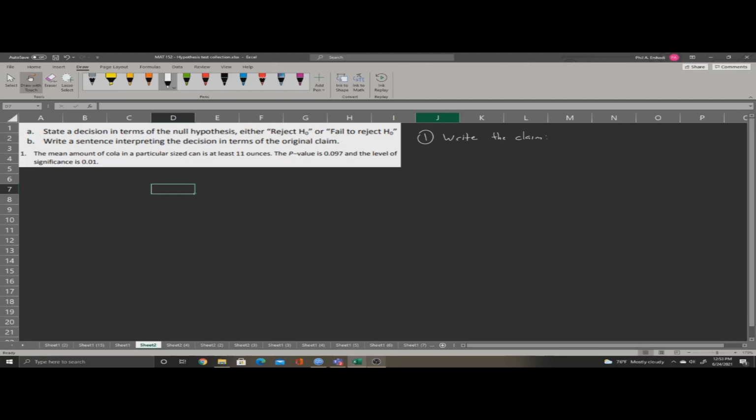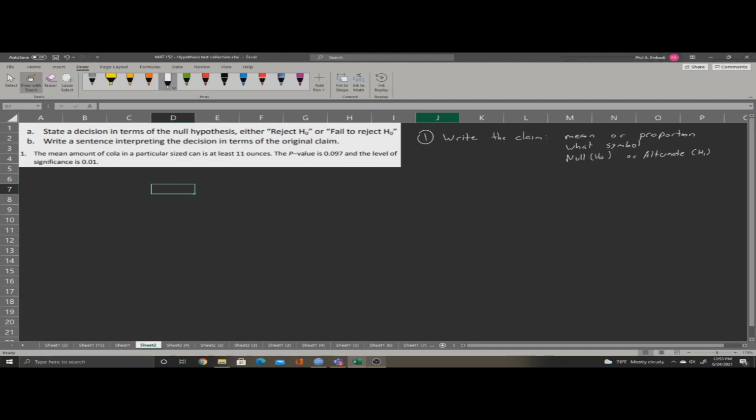Now, when we write a claim, once again, there are some questions we need to ask ourselves. Is it a mean or proportion claim? What symbol do we use? And is the claim null or alternate? Again, labeling null with H0 and alternate with H1.